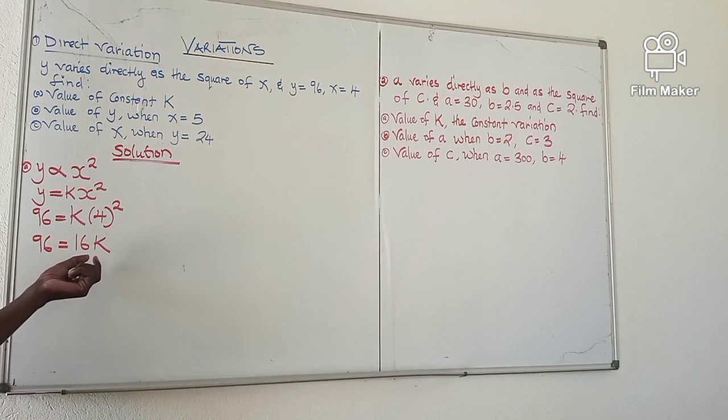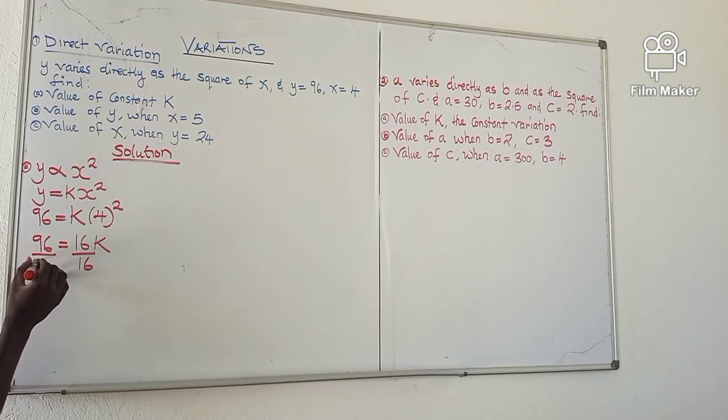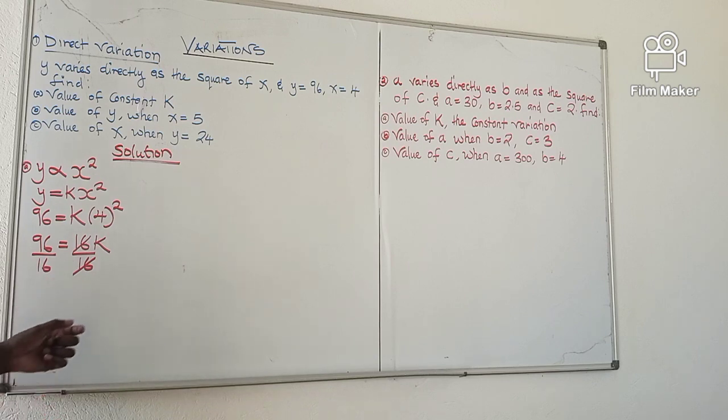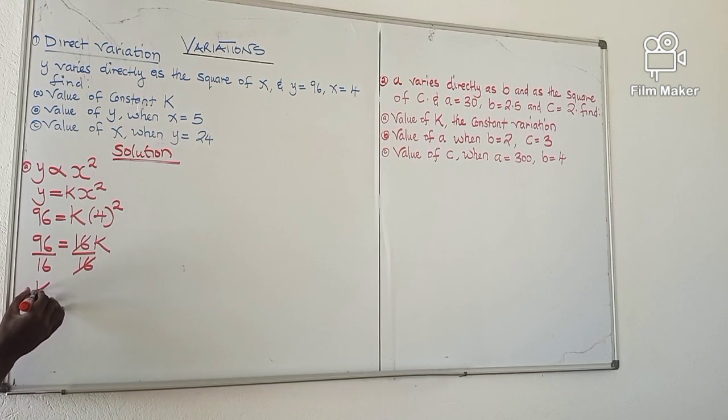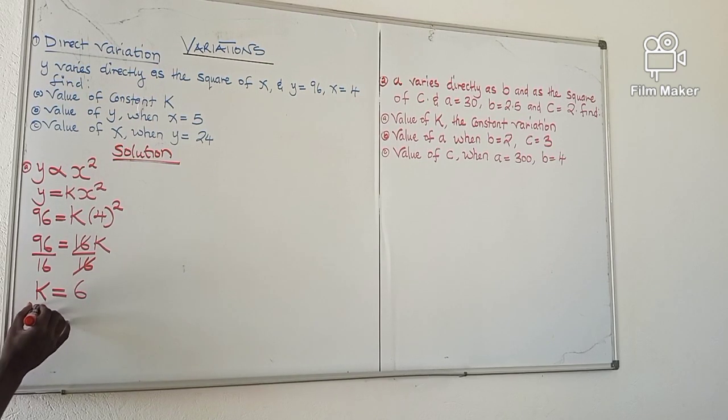Now, how do we make k the subject? We divide both sides by 16. So this 16 will cancel and that will cancel, meaning that here you just remain with your constant of variation k. So k will be equal to, how many times does 16 go in 96? It goes in 6 times. That is your answer, as simple as that.